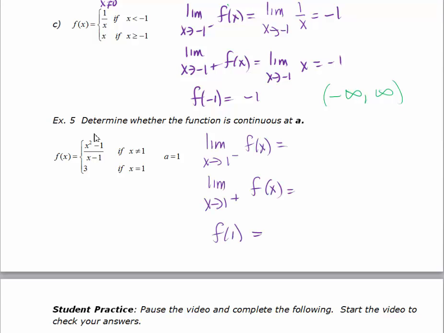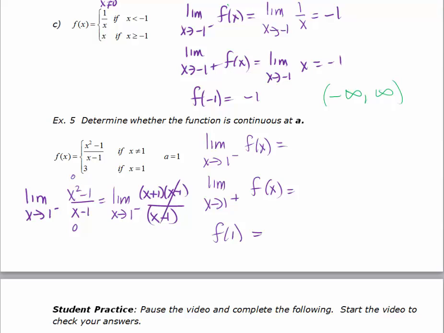So this function, we've got x squared minus 1 over x minus 1, which is the function that we're using for all values of x except x does not equal 1. And so we want to find the limit as x approaches 1 from the left and as x approaches 1 from the right. When we plug in a 1, we get 0 over 0. So we know we need to do more work. So we'll factor: x plus 1 times x minus 1 over x minus 1. The x minus 1's cancel, and now when we substitute in, we just get 1 plus 1, which is equal to 2.